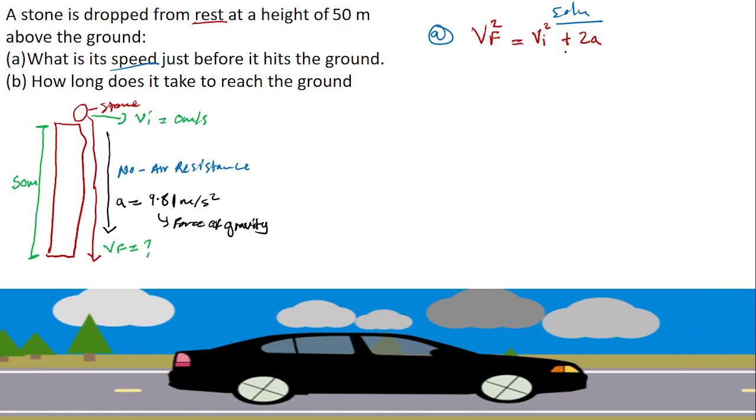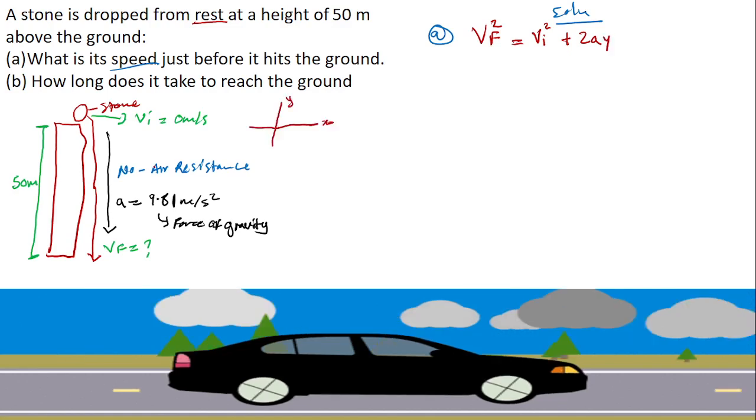For some books there will be 2aX, and for this one I'm using 2aY because we know that we have two axes, the y-axis and the x-axis. I'm using y because this falling is happening in the y-axis. That's why I've used y.